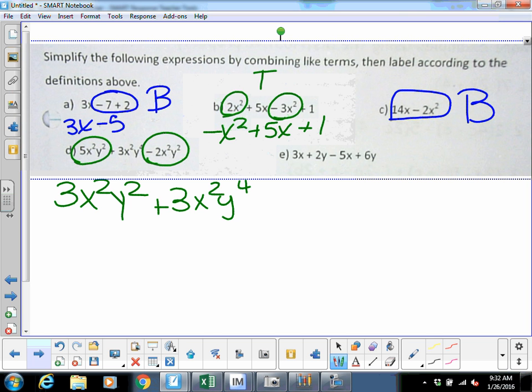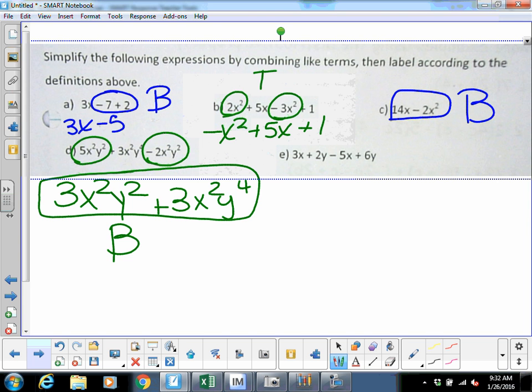Okay, so because that second one has a y to the 4th, it was not a like term. So now this one is a monomial, binomial, trinomial. It is a binomial. To figure that out, y'all, don't worry about how many letters and all that. Kind of look at your plus signs. Each one of these is a term. It'll be separated by a plus or a minus.